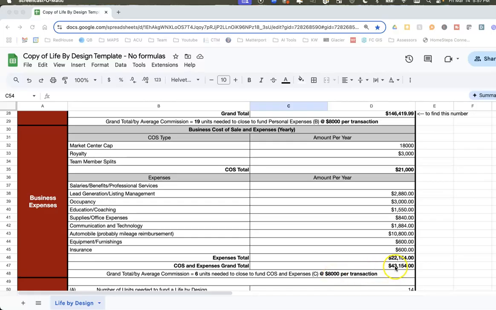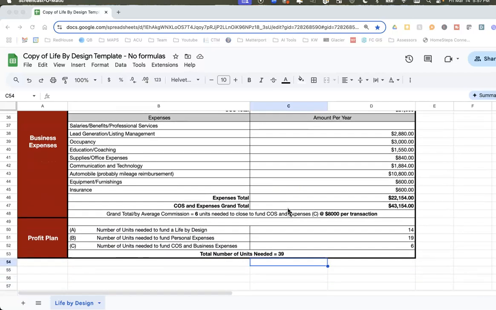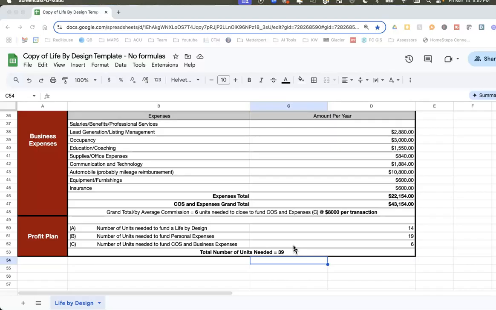Remember, I'm making $8,000 per transaction. When I divide $43,154 by 8,000 and then round up to the nearest whole number, I come up with 6 units. I need to sell 6 units to pay my business expenses. Moving on down, I'll copy the numbers from the first part of the sheet. My Life by Design, I needed 14 units to fund my Life by Design. I need 19 units to fund my personal expenses. I need 6 units to fund my cost of sale and business expense.